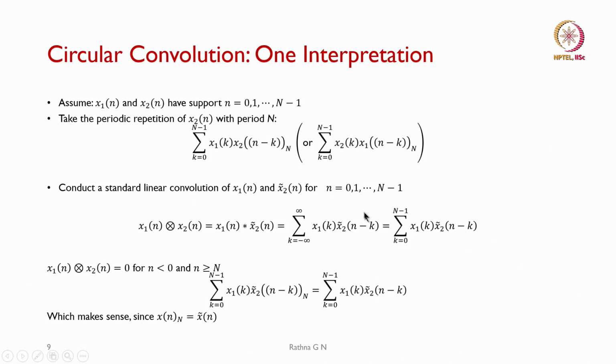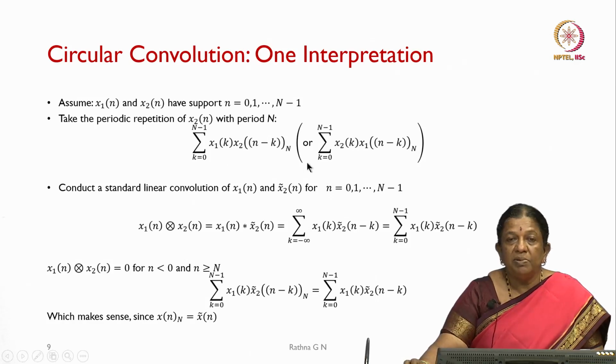So, now we have to look at the circular convolution. You must be remembering we have taken some examples and then we repeated the computation of the circular convolution. So, there are two interpretations. The first interpretation is what we will see.